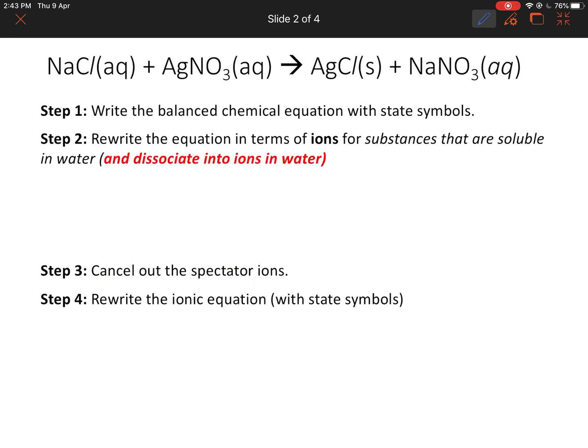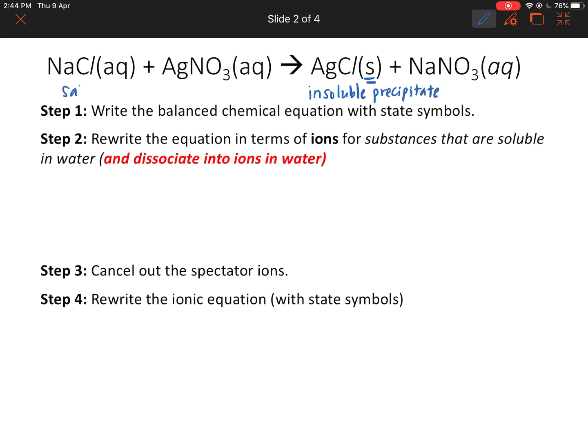Let's look at an example. This is sodium chloride and silver nitrate reacting together to form silver chloride and sodium nitrate. You immediately notice that silver chloride is insoluble. It is an insoluble salt and it will be a precipitate. A precipitate is an insoluble salt that forms from the equation.